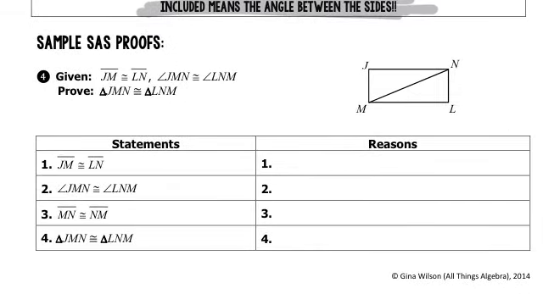We have our givens, right? We always start with our givens. So JM is congruent to LN. So JM, let's write given. JM is congruent to LN. Then they told us angle JMN is congruent to angle LNM. So let's look at this. JMN, so that is this angle right here. And then angle LNM.